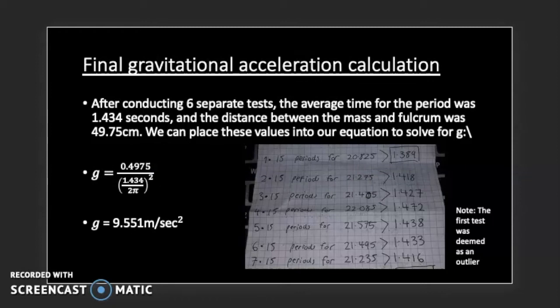So after doing these tests 6 times on that second setup, the average time for the period was 1.434 seconds, and the distance between the mass and fulcrum was that length of string, which was 49.75. We placed these values into the equation we had earlier to solve for g, and our result was 9.551 meters per second squared.